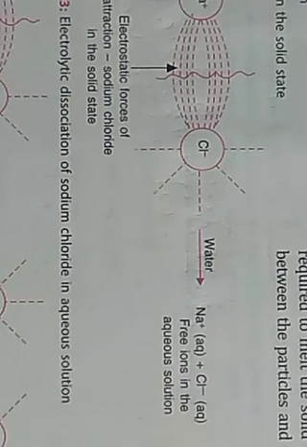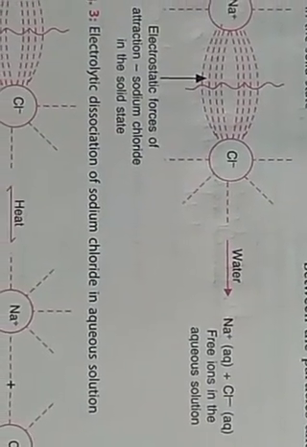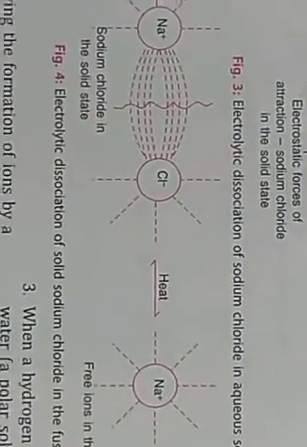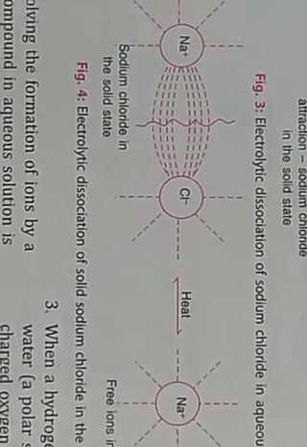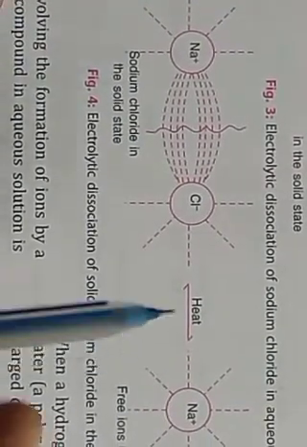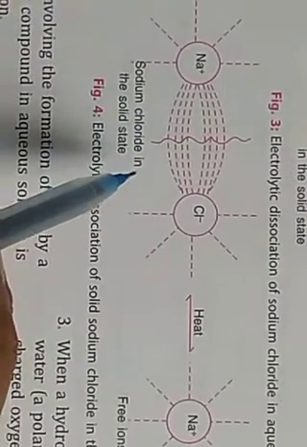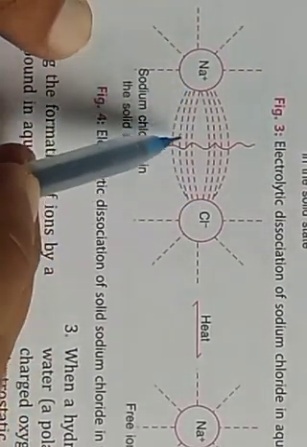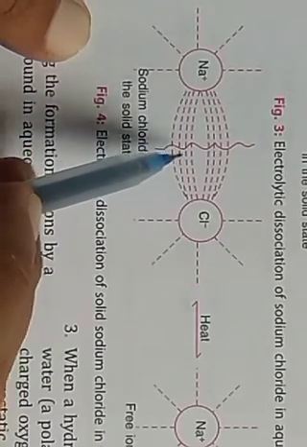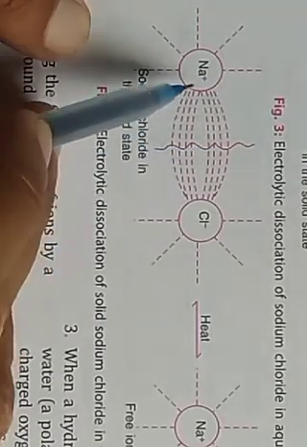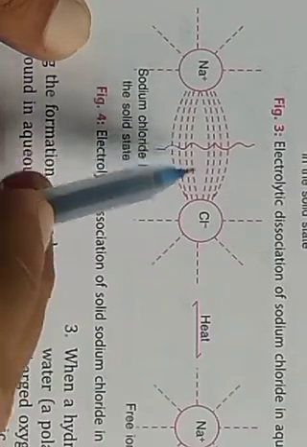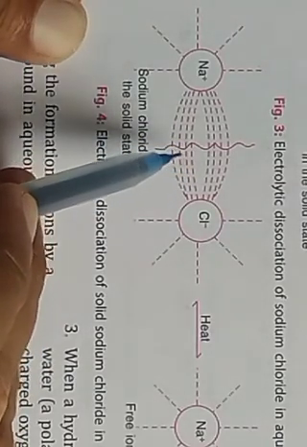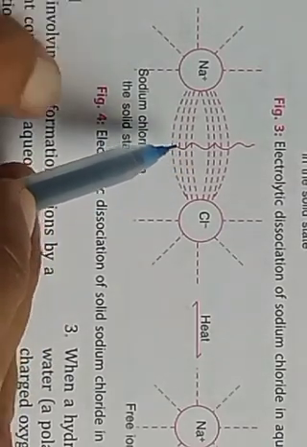Now in the molten state, when we give high temperature or heat, that temperature overcomes the force of electrostatic attraction between the sodium and chloride, and weakens the bond between the sodium and chlorine due to the heat in the molten state.